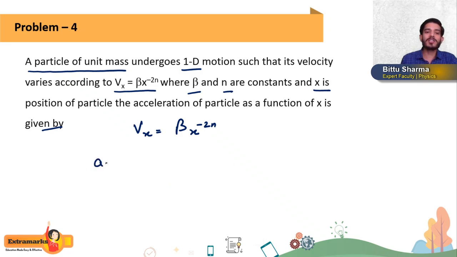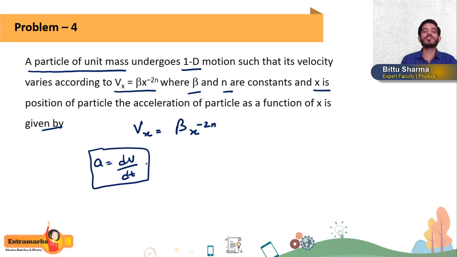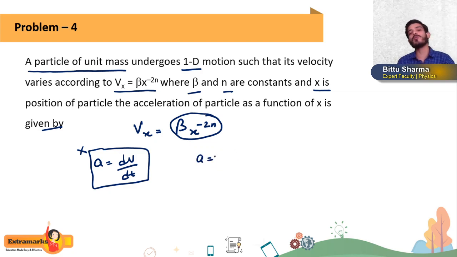So students, acceleration is what? dv by dt. If you try to get the value of acceleration with this, it is not possible. Why? Because velocity is given to us in terms of distance x, but you cannot differentiate x with respect to time. So this concept is not going to work here. What formula of acceleration do we have to use here? A is equal to v into dv by dx.